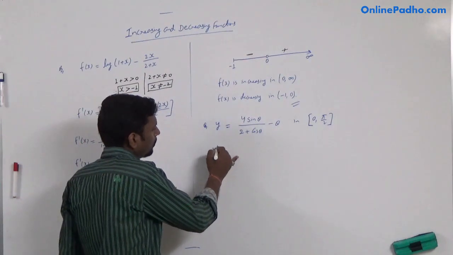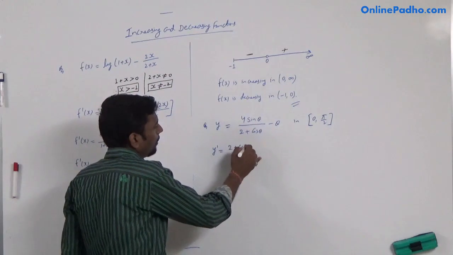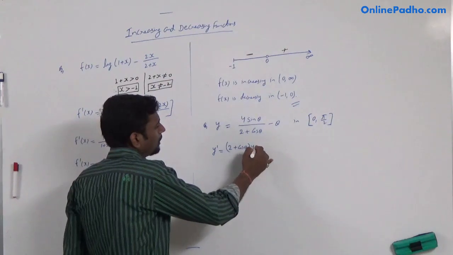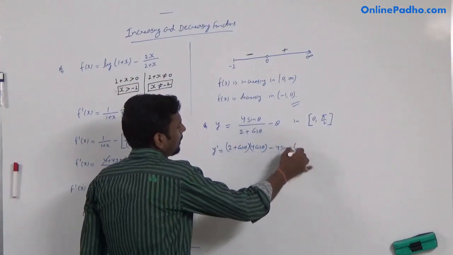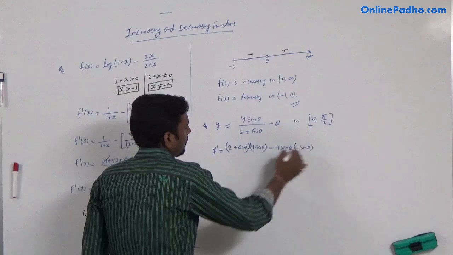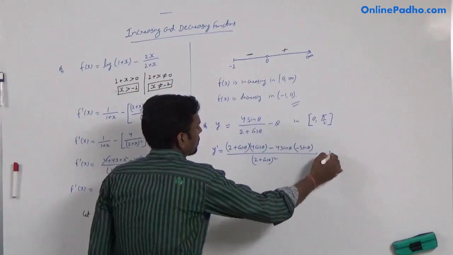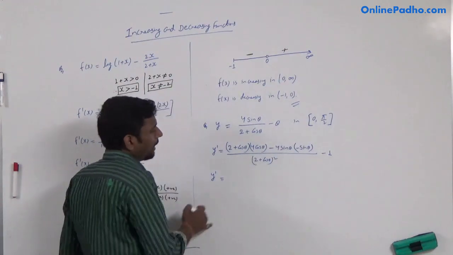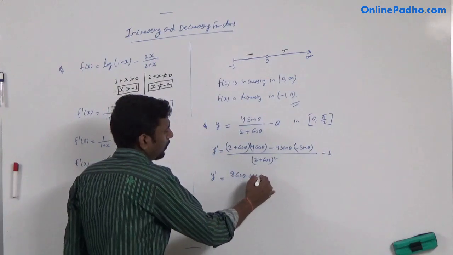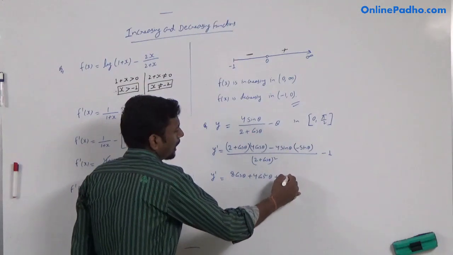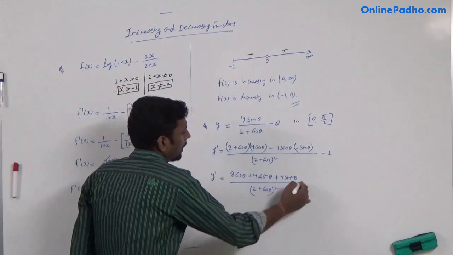We will get y dash equal to, we have to apply the quotient rule in this. 2 plus cos theta multiplied by derivative of numerator 4 cos theta, minus 4 sin theta multiplied by minus sin theta, divided by (2 plus cos theta) whole square, minus 1. So y dash can be written as 8 cos theta plus 4 cos square theta plus 4 sin square theta divided by (2 plus cos theta) whole square, minus 1.